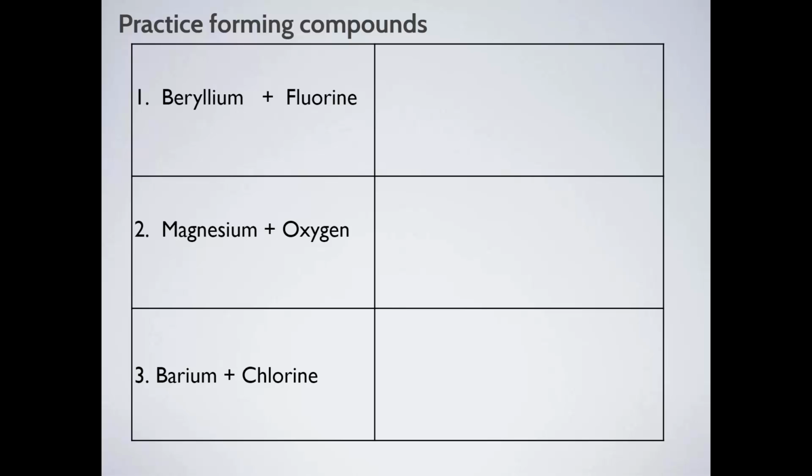All right, let's look at these, see if we got it right. Beryllium and fluorine. What's beryllium's oxidation number, Wyatt? +2. About fluorine? Olivia? -1. Giving us a final chemical formula of what, Mitchell? BeF2, correct.